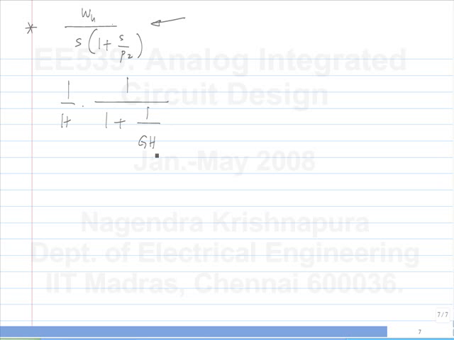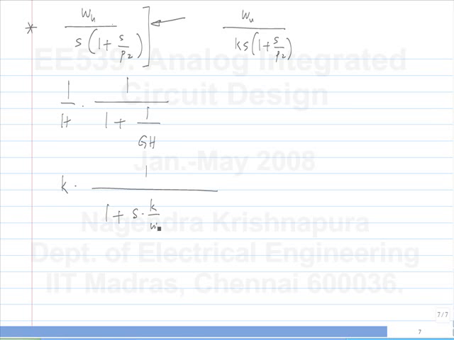Okay. So what is GH in this case? G is the forward path gain. So GH is simply this whole quantity divided by k, right? So the closed loop transfer function is k times 1 over 1 plus the reciprocal of this whole thing. Okay. So you end up with a second order response instead of a first order response that we had earlier.